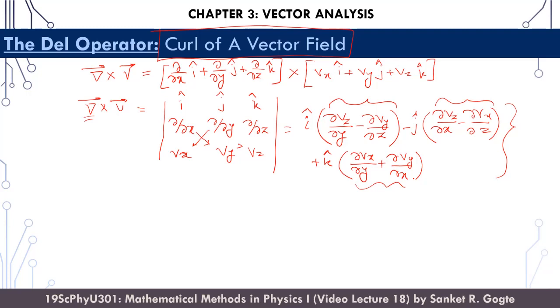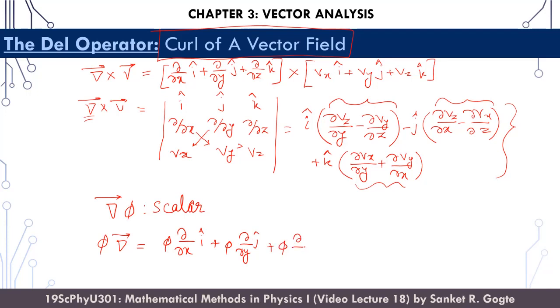It is very important to keep in mind that the order of this del when you perform any of these operations is very important, because this is called the gradient of the scalar field and it's a scalar quantity. Whereas if I change the order, if I write it as phi into del, this is no longer a scalar quantity, it is another operator, which is equal to phi into dou by dou x i plus phi into dou by dou y j plus phi into dou by dou z k. And therefore order is very important. This is an operator, remember, this is another operator.